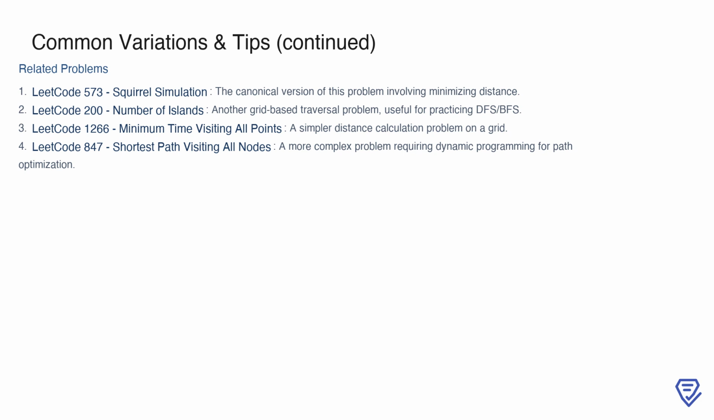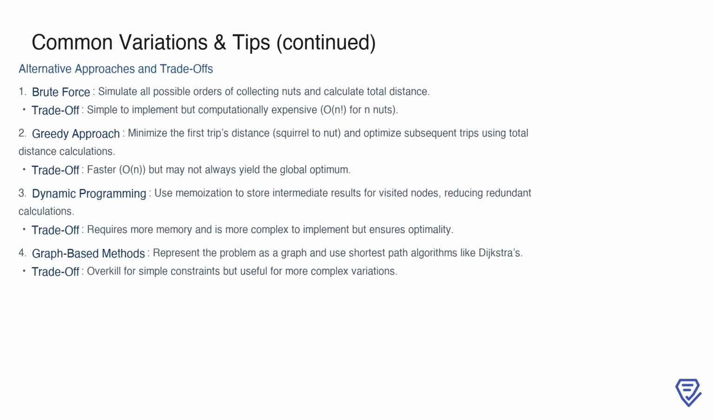There are several approaches to solving the squirrel simulation problem, each with its own trade-offs. A brute force method involves simulating all possible orders of collecting nuts and calculating the total distance for each. While this is straightforward to implement, it becomes computationally expensive as the number of nuts increases, with a time complexity of O(n). A more efficient option is the greedy approach, where you minimize the first trip's distance from the squirrel to a nut and then optimize the subsequent trips based on the total distance. This method is faster, with a time complexity of O(n), but it doesn't always guarantee the global optimum.